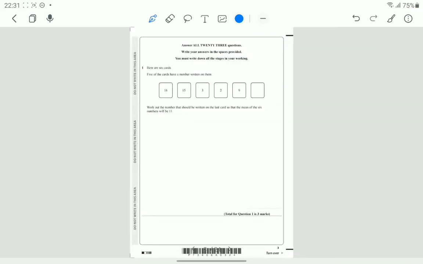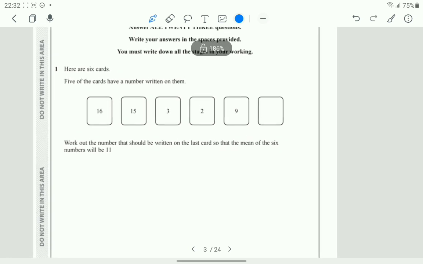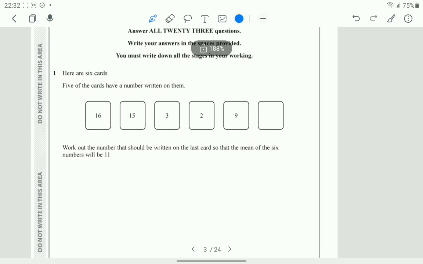So starting off with the first question, let's read it. Here are 6 cards. Only 5 have a number written on them and the 6th doesn't. Work out the number that should be written on the last card so that the mean of the 6 numbers will be 11. This is a very simple question about means or averages.